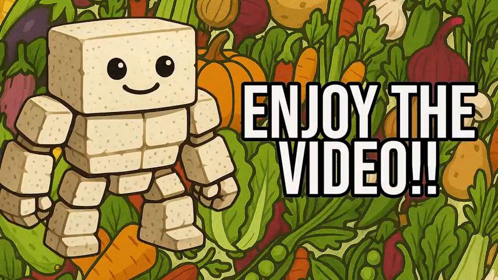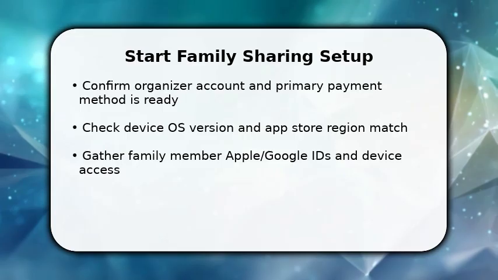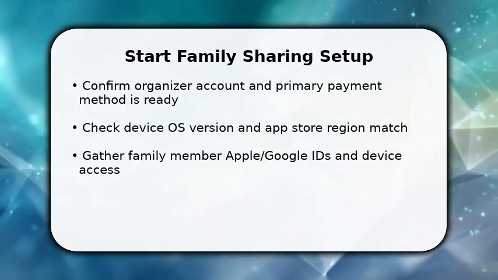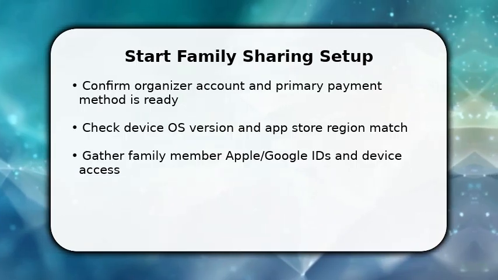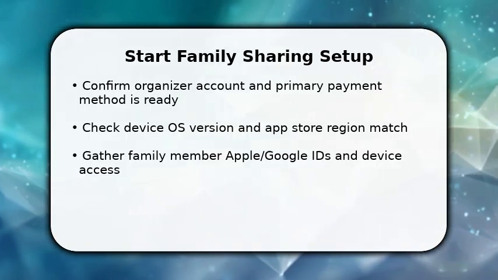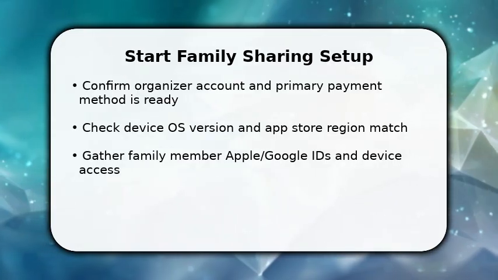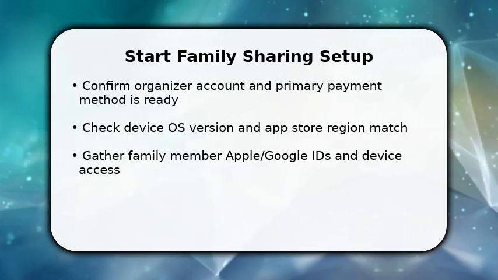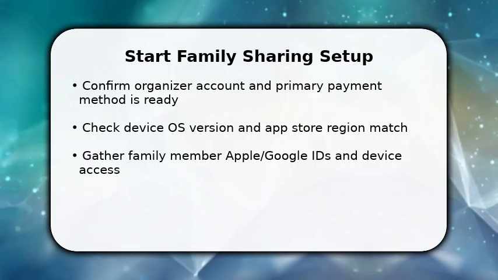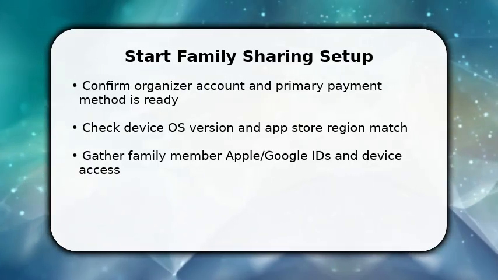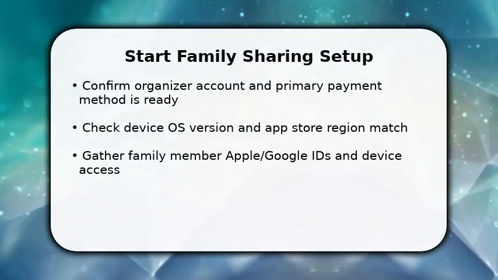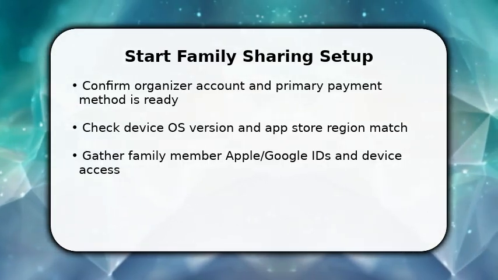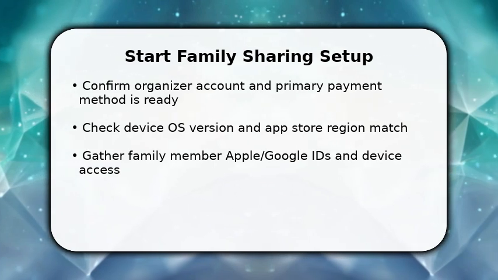Please enjoy the video. You begin by confirming prerequisites. You are the organizer, a valid payment method is set, and all devices run supported OS versions. Next, open the platform's family sharing settings and start a new family group. Invite each member using their account ID. Send the invite now so they can accept immediately. Once done, pick which purchase types to share, apps, subscriptions, or media, and enable the ones you want. This establishes the shared pool and prepares the next detailed configuration step.